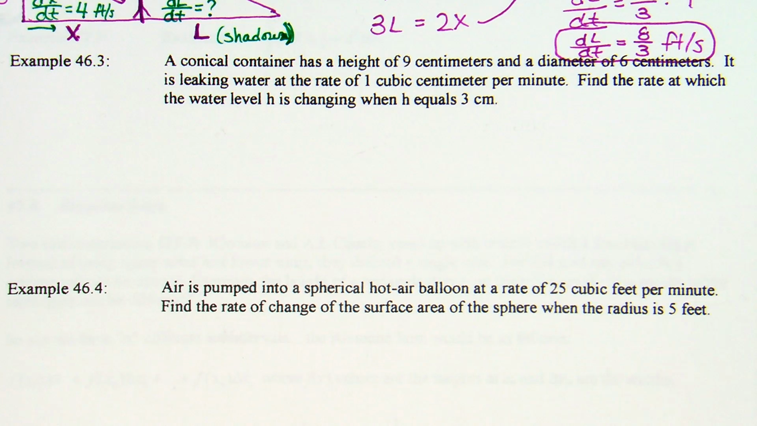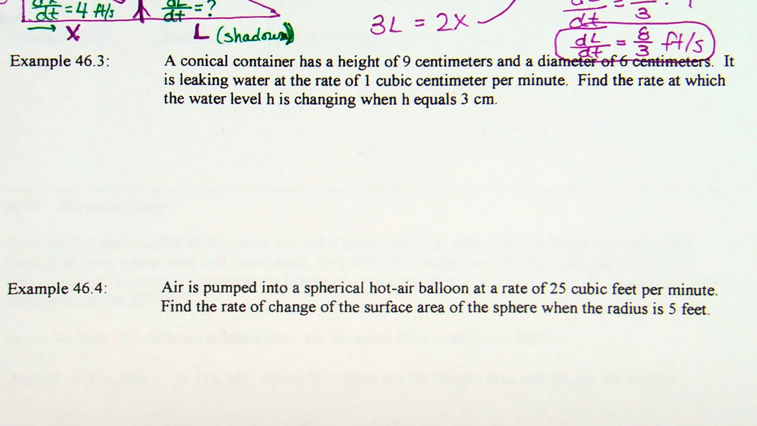So example 3. A conical container has a height of 9 centimeters and a diameter of 6 centimeters. It is leaking water at the rate of 1 cubic centimeter per minute. Find the rate at which the water level H is changing when H equals 3 centimeters.